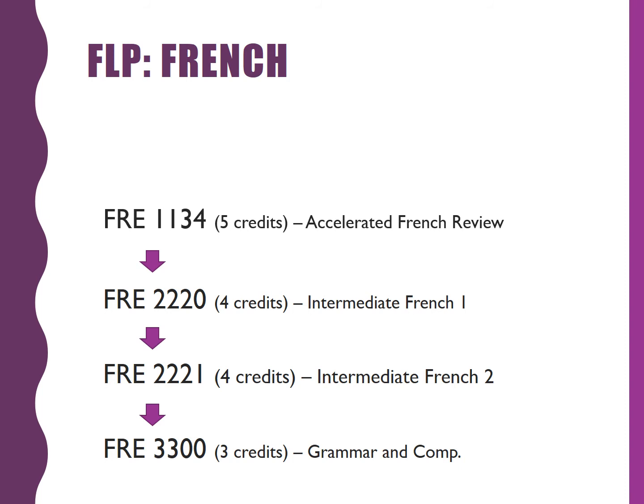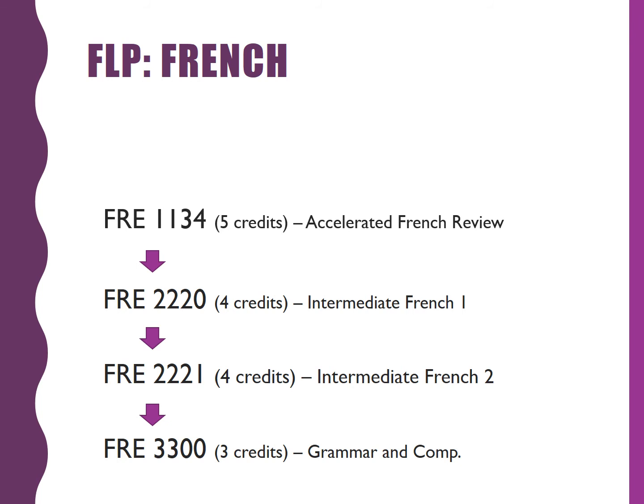Now, there is another alternative to go through this sequencing. FRE 1130 and 1131 is great if a student's starting right from the very beginning in that language. But there is another option called FRE 1134 Accelerated French Review, which is a 5-credit course that combines FRE 1130 and FRE 1131 into one semester. So it condenses everything into about 7 weeks for French 1, 7 weeks for French 2. So it's accelerated, but it's a great review for students who have some background in French.